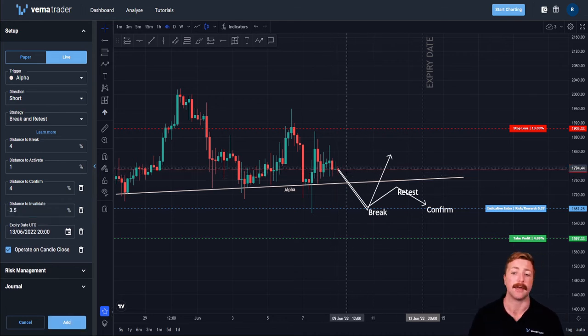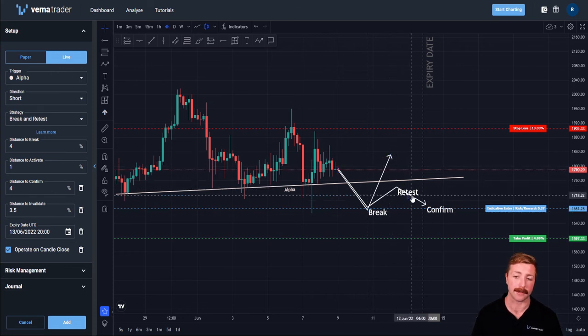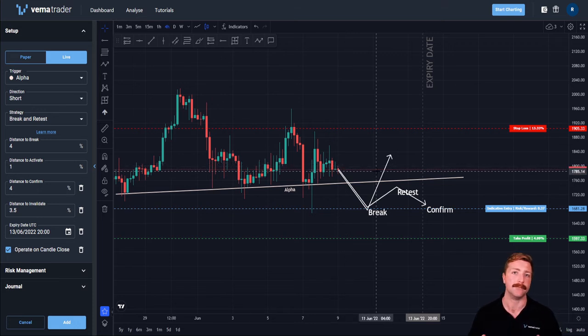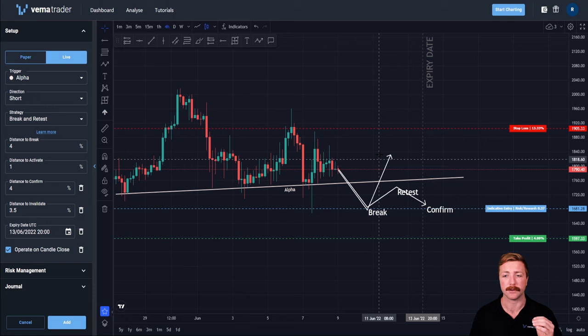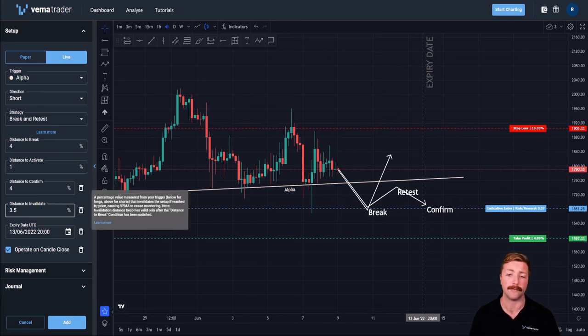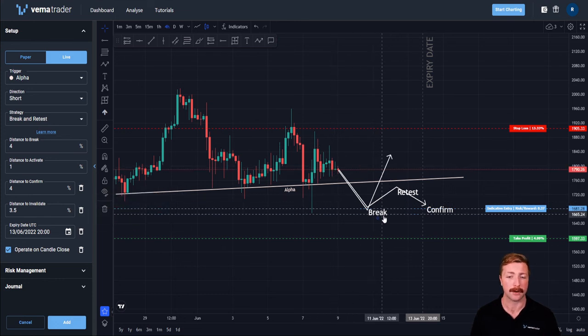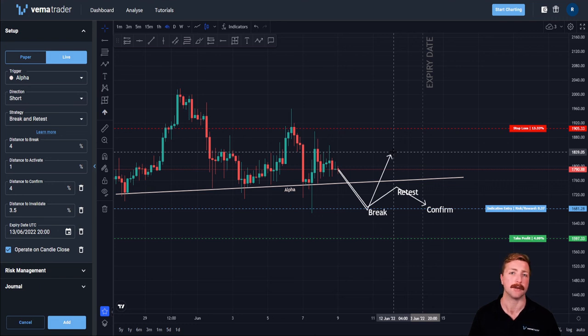So what that is doing is saying if price was to come down, satisfy our break condition, but then head back up, and it would satisfy our distance to activate because it came back within that 1%, but it never satisfied our distance to confirm. Instead, it continued to head up and it got well back above alpha, so it had invalidated our setup. Then VEMA would stop monitoring this trade once it reached 3.5% above alpha. That doesn't have to be a candle close, that could just be a wick, but it has to come down, break and close below our break percentage, and then head back up before this trade would be invalidated and VEMA would stop monitoring that trade. So it's really useful for stopping setups that aren't doing what you expected them to do.